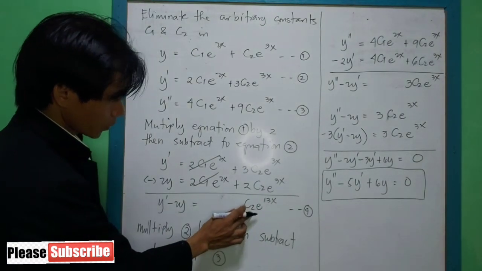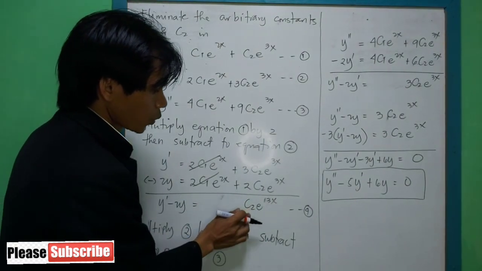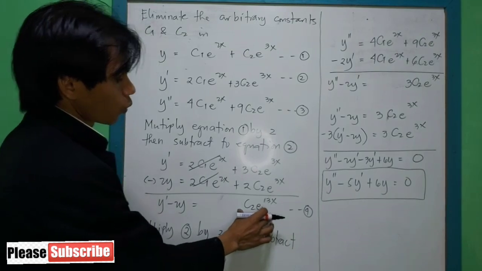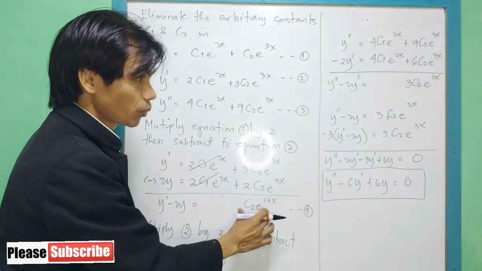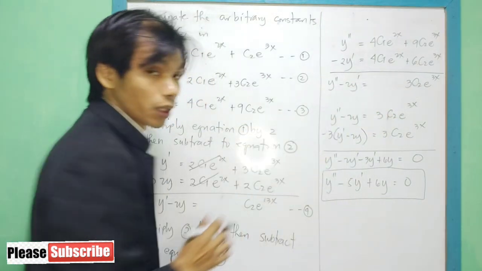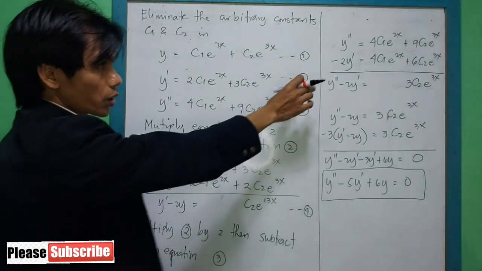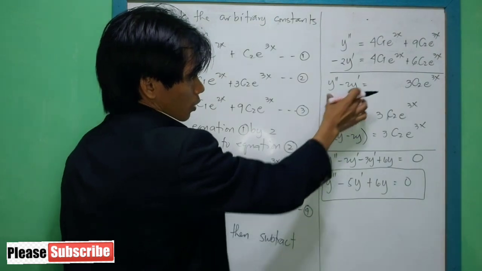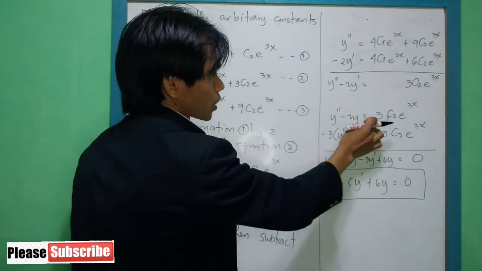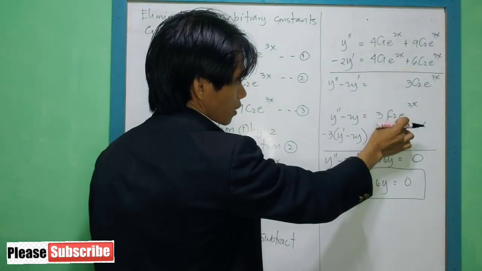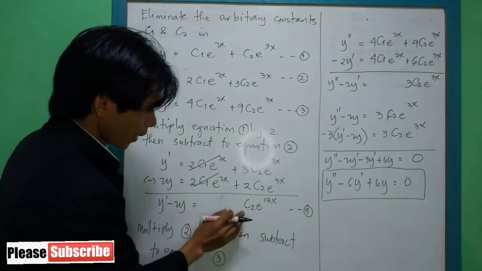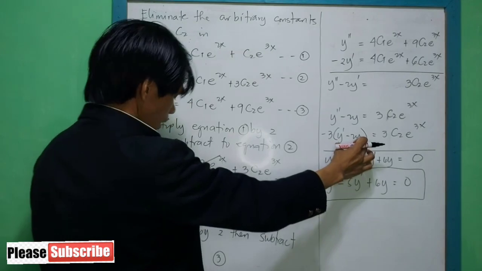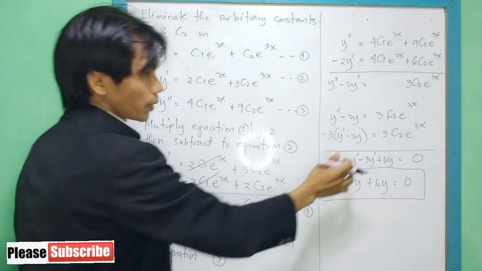Titingnan nyo yung similarity niya dito sa ginawa natin sa question number 4 na to, 2C2 e to the 3x na lang. Okay? So, anong gagawin natin ngayon? We have to multiply 3 dito. Pag nag-multiply tayo ng 3 dito, magpapareho na sila doon. And then we subtract doon dito sa part na to. So, let's do it. Kokopyahin natin to, y double prime minus 2y prime is equal to 3C2 e to the 3x. So, we have to multiply 3 in here. Kaya, 3 multiplied by eto, 4.